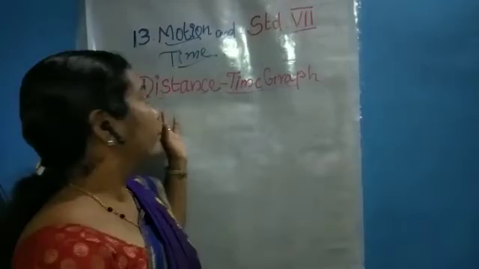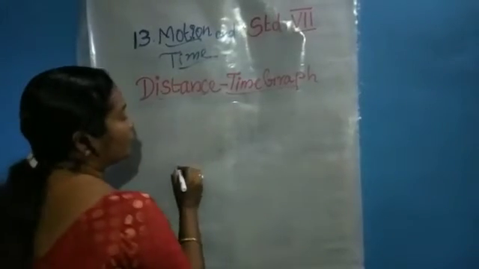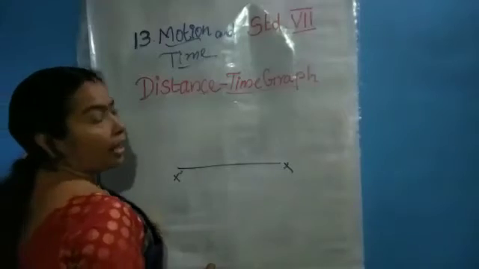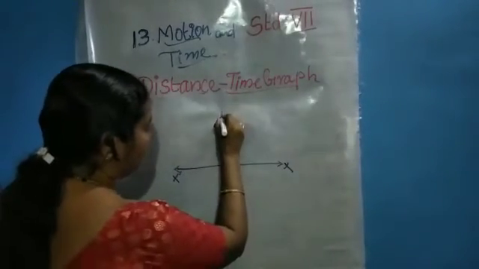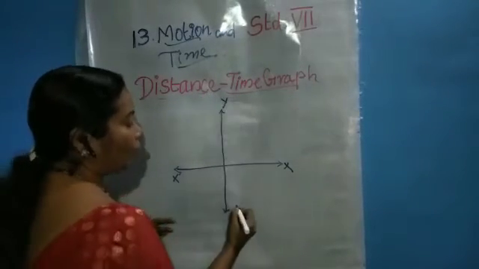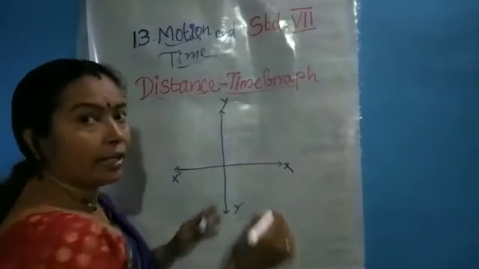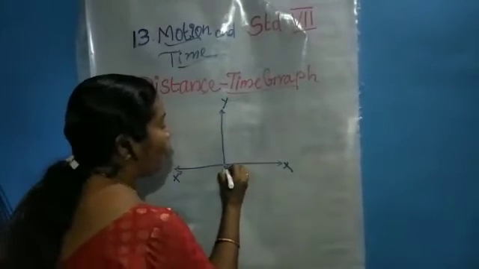Now we are going to study how we can plot the distance-time graph. Normally in a graph there will be a horizontal axis X'X and a vertical axis Y'Y, isn't it? And the point where these two axes intersect is called the origin O.